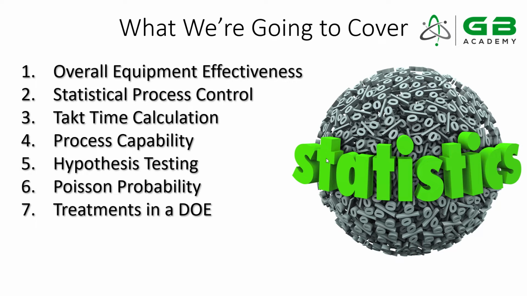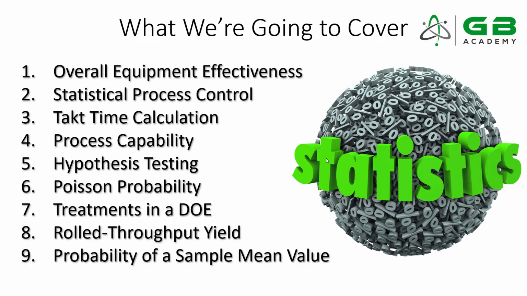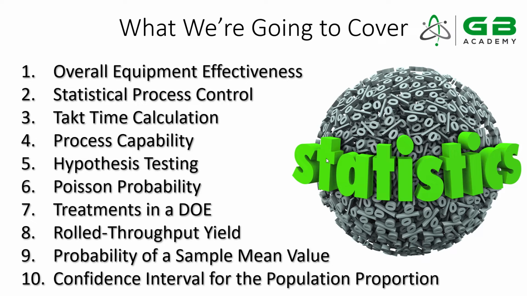Number 7 is calculating the number of treatments in a DOE. If you're going to run a DOE, you have to be able to calculate the number of treatments that are going to be required for the design that you selected. Number 8 are major process metrics like Rolled-Throughput Yield, so we'll do a calculation there. Number 9, and I love this one, is the probability of a sample mean value. The central limit theorem, the distribution of sample means, is a really important concept in statistics and in Six Sigma, so it's really important that you understand this question. And then lastly is confidence intervals for the population proportion. I absolutely love this question, and let's go ahead and jump in and get started with the very first question.